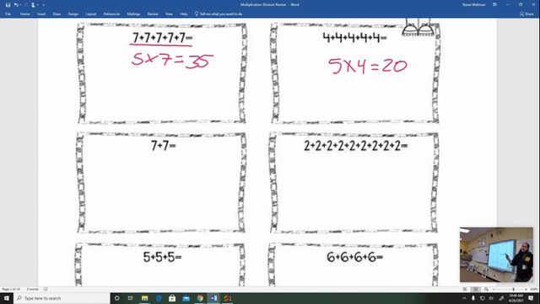Or you could have just looked at it and said, wait a minute. 5 times 4: 5, 10, 15, 20. Skip counting by 5 is easier, right? Next question. Go ahead.